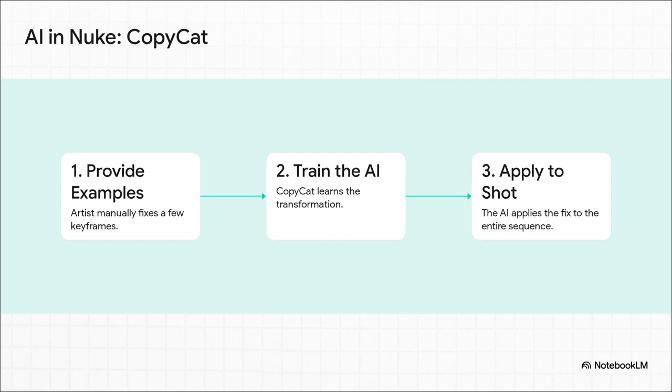Nuke's big AI tool is called Copycat, and it is brilliant. Here's how it works. An artist takes a really tricky shot, and they manually fix just a few frames to make them look perfect. Then they feed those before and after shots to the AI. The AI literally learns the artist's style and intention, and then it applies that same fix to the entire rest of the sequence. It's like having an army of junior artists who already know exactly what you want.